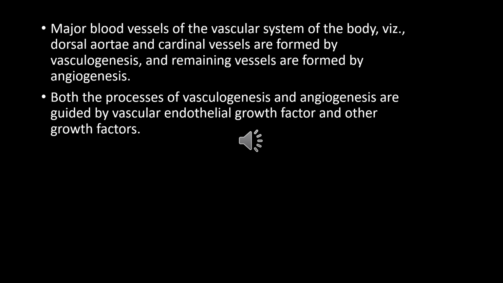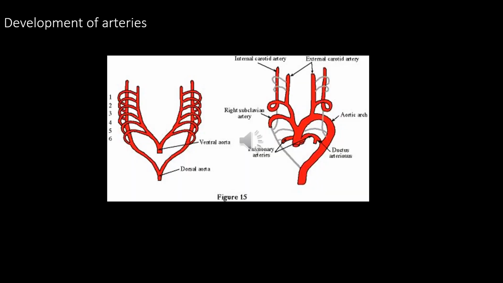So both these processes are under the control of the genes, and they are called the EGF or endothelial growth factor, and other growth factors as well are involved in these two processes. Study this picture. Here it is showing or labeled as ventral aorta and a dorsal aorta.